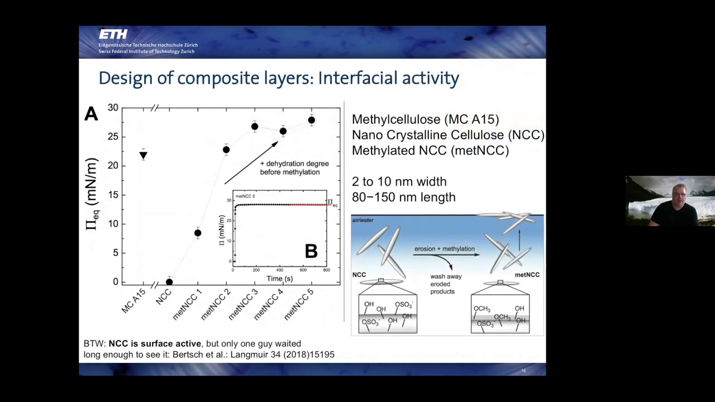A little bit closer look at the methylated nanocrystalline cellulose that we have used. Here we have, again, the plot of the surface pressure as a function of different methylation steps. You see that with increasing methylation, the cellulose goes to the interface and reduces surface tension, or actually increases surface pressure. The material is normally a few nanometers in width, and the length is about 10 times that. So we have rod-like aggregates that are now sitting at the interface, establishing a layer there.